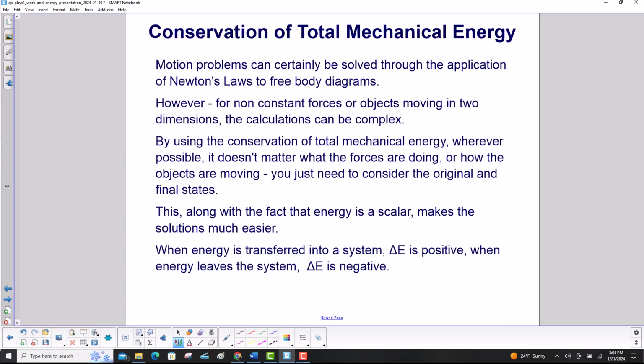Motion problems can certainly be solved through the application of Newton's laws to free body diagrams. However, for non-constant forces or objects moving in 2 dimensions, the calculations can be complex. By using the conservation of total mechanical energy wherever possible, it doesn't matter what the forces are doing or how the objects are moving. You just need to consider the original and final states. This, along with the fact that energy is a scalar, makes the solutions much easier. When energy is transferred into a system, delta E is positive. When it leaves the system, delta E is negative.